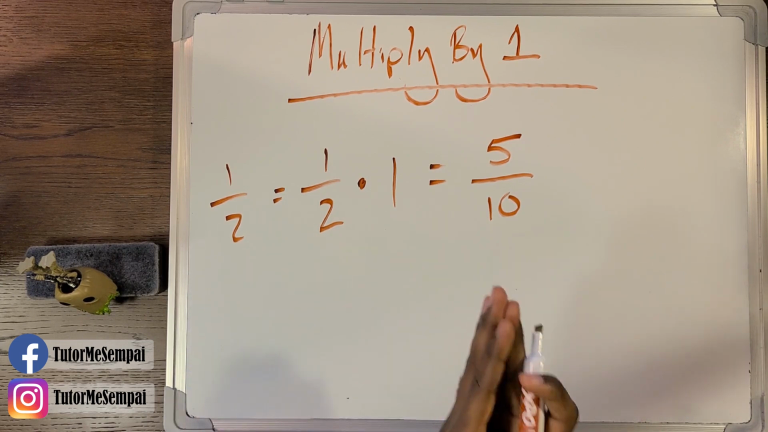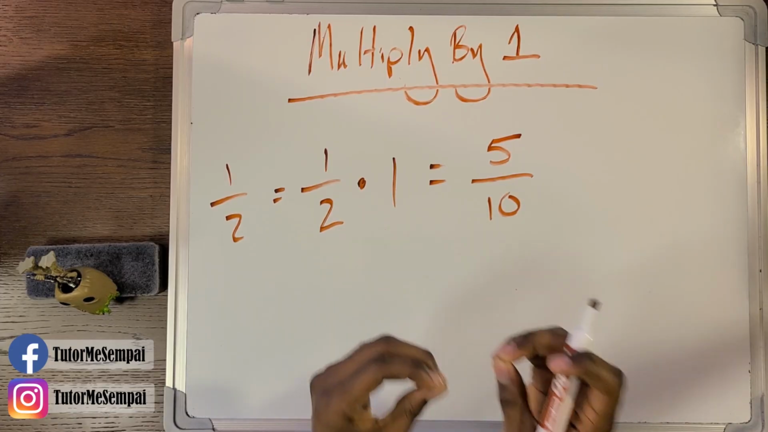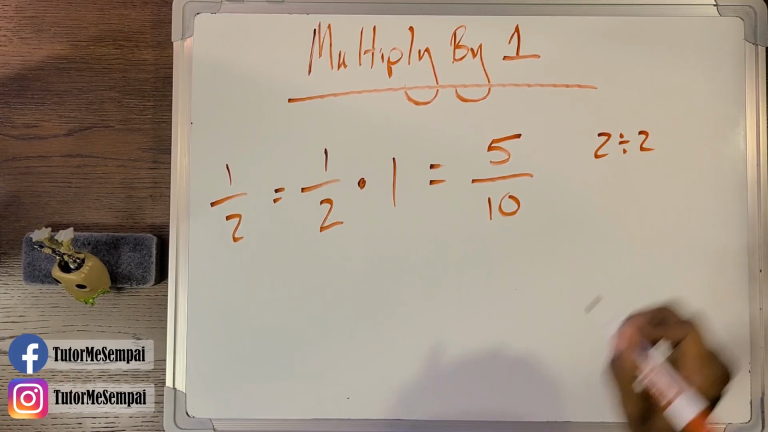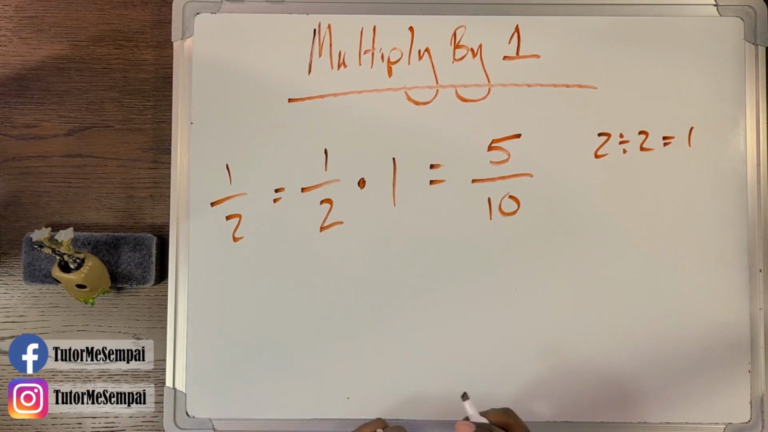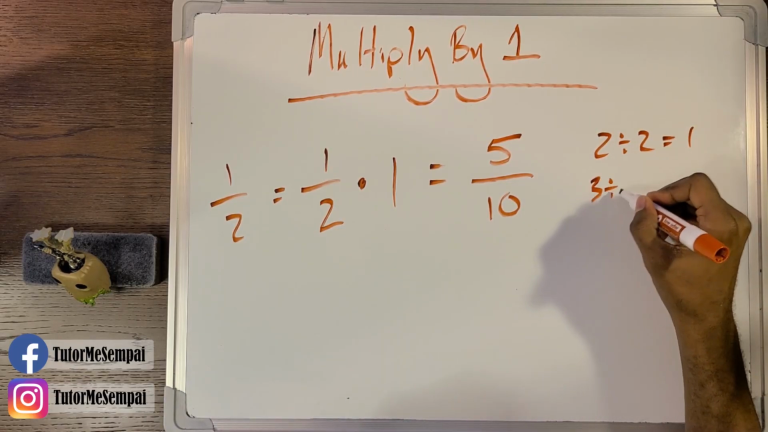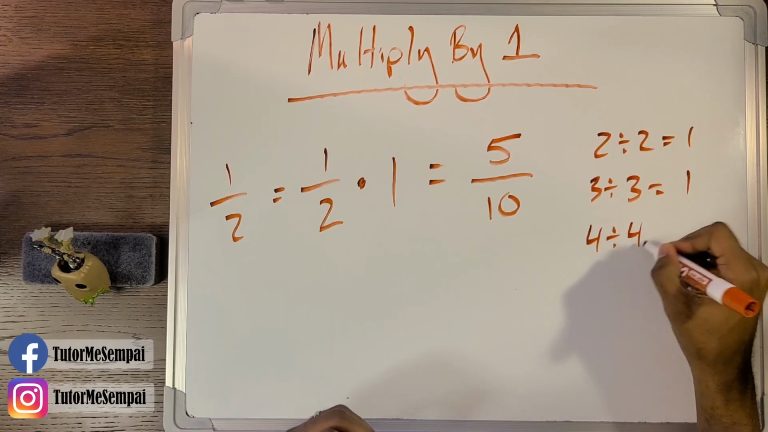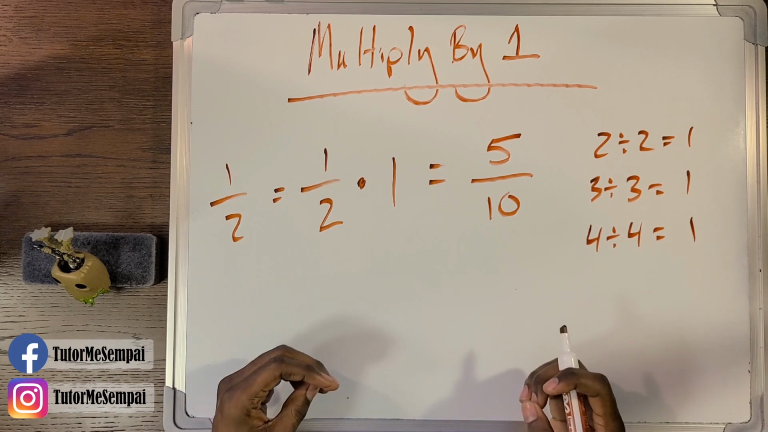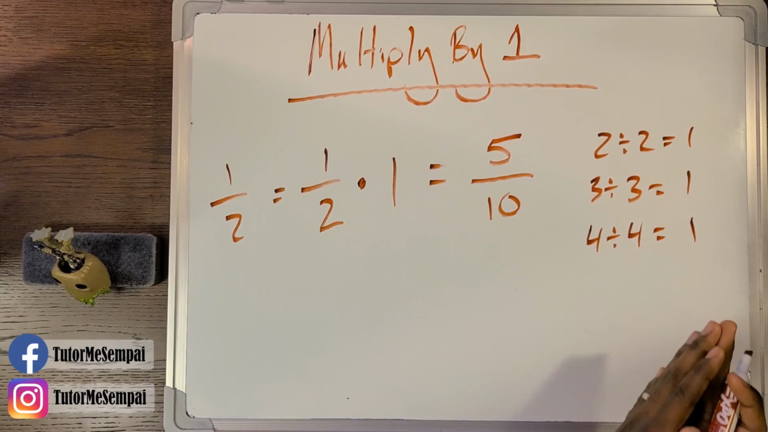And that's because we're going to be mainly focusing on division. This 1 is going to be highlighted in division. If I was to ask you, what is 2 divided by 2? What would you tell me? You would say 1. How about 3 divided by 3? What is that going to be? 1. How about 4 divided by 4? What is that going to be? 1 again. And you see this is going to be a pattern, right? Whenever you're dividing by the same number, you're always going to get 1.